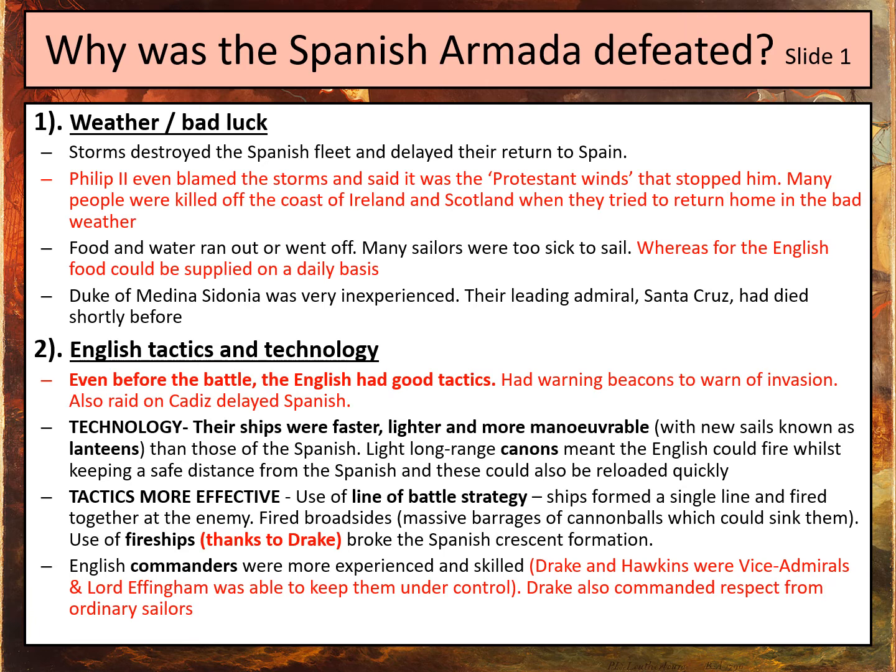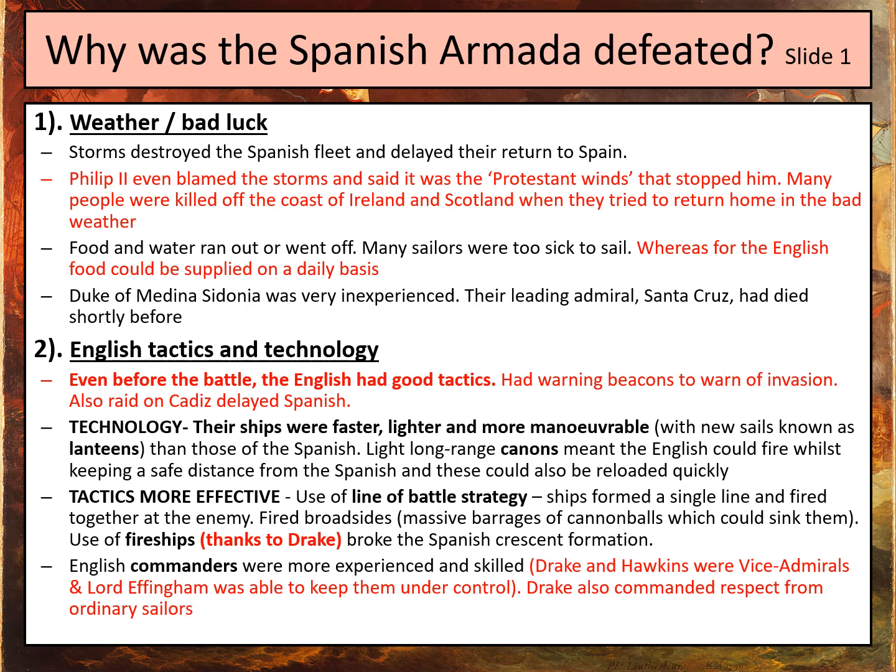I know that we saw on the previous slide that actually they didn't do too much damage to the Spanish ships, but it doesn't matter. It was them holding them off and stopping them from landing that really counted. Their tactics were much more effective. They used a line of battle strategy. The ships formed a single line and formed together at the enemy.